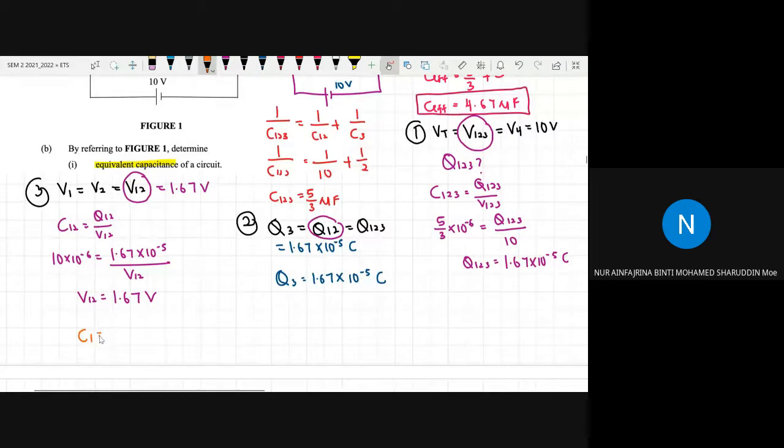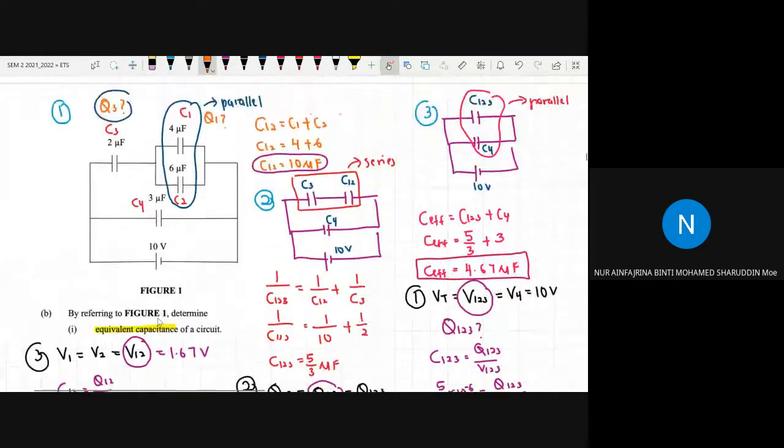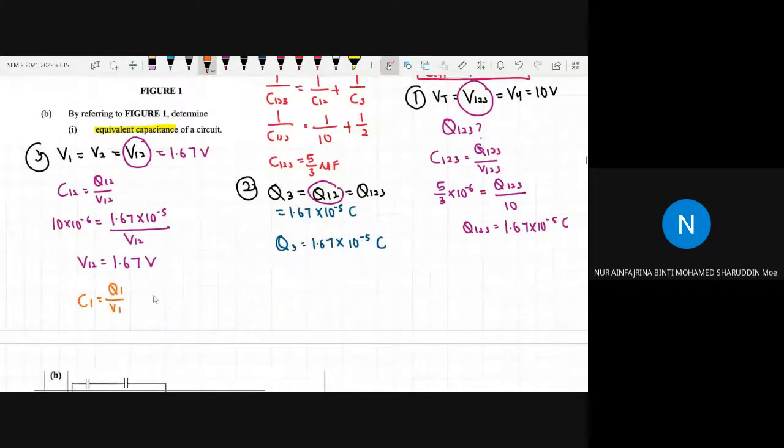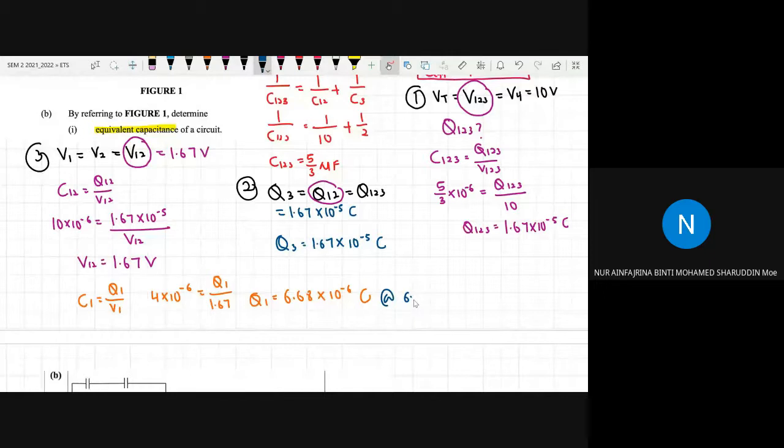Jadi carilah kita punya Q1 pakai balik formula ini. C1 kita, dia dah bagi dah adalah 4 microfarad. So 4 times 10 to power of negative 6 equals to charge 1 over V1. 1.67. Jadi you akan charge on capacitance 1 adalah 6.68 times 10 to power of negative 6 Coulomb. That's all. Or you can write it as 6.68 microcoulomb. Up to you guys. Macam mana nak tulis dia, as long as you get the answer and also the unit correct.